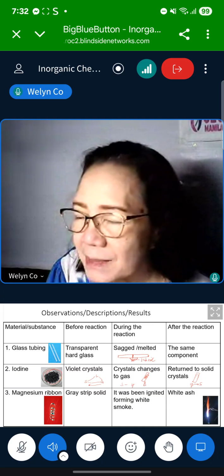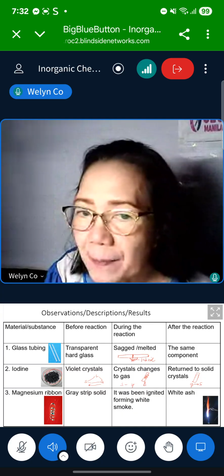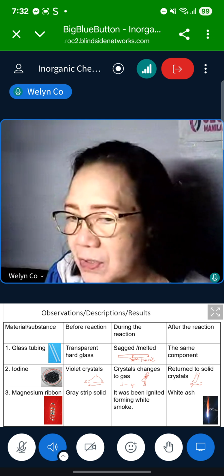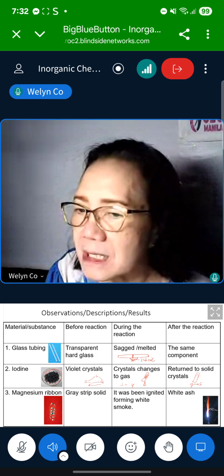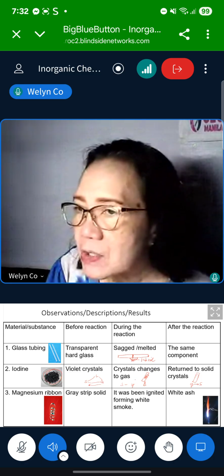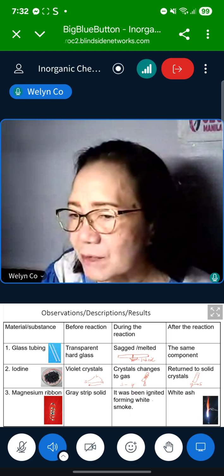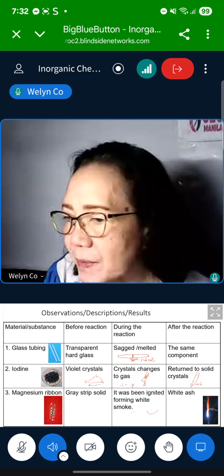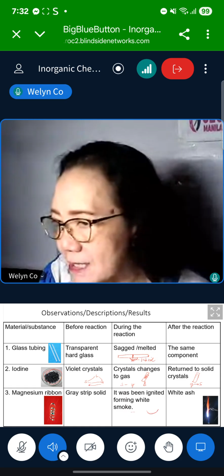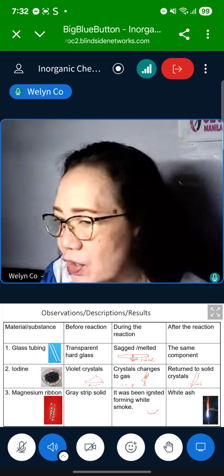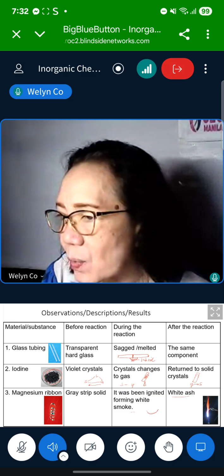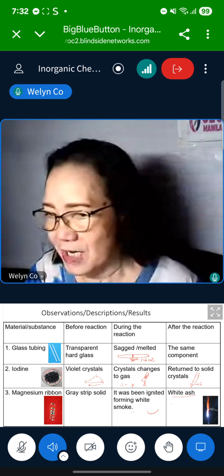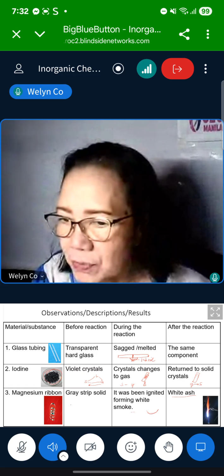Then for the magnesium ribbon, the characteristic before heating is a shiny gray strip solid. But what I gave you looks black. But when you scrape it off, what is inside is the gray strip solid. So during the reaction, it was ignited, forming a white smoke. Right, you put this directly into your evaporating dish or your watch glass. So in the watch glass or evaporating dish, you can now see your white ash. So there is a change of composition already, because you had your magnesium ribbon.